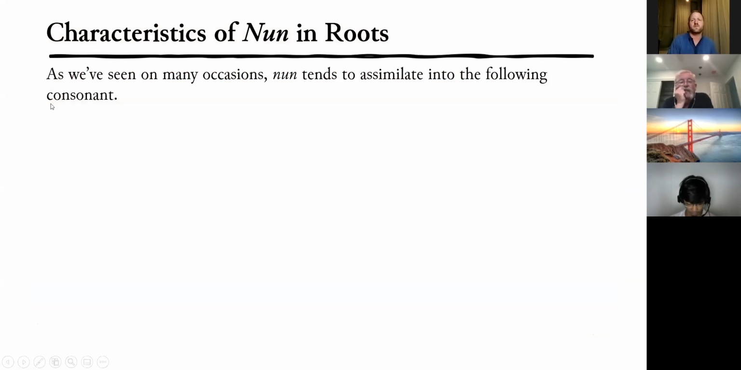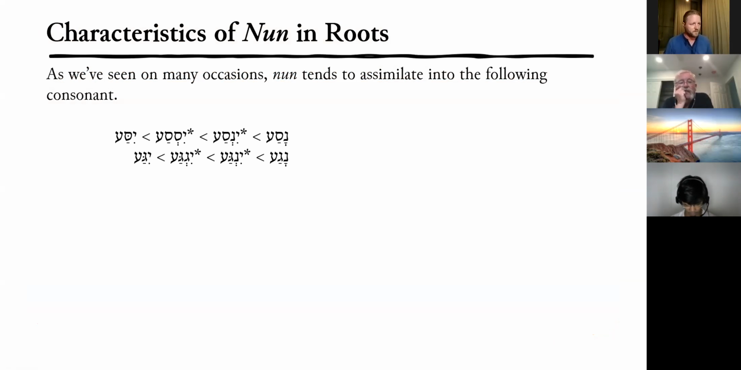So, characteristics of nun when it appears in roots. We've seen on many occasions that nun assimilates into the following consonant. For example, nasa, he traveled. Yinsa, yissa, becomes assimilated. Naga, yinga, yiga. Natan, natanta, natata. It still assimilates.